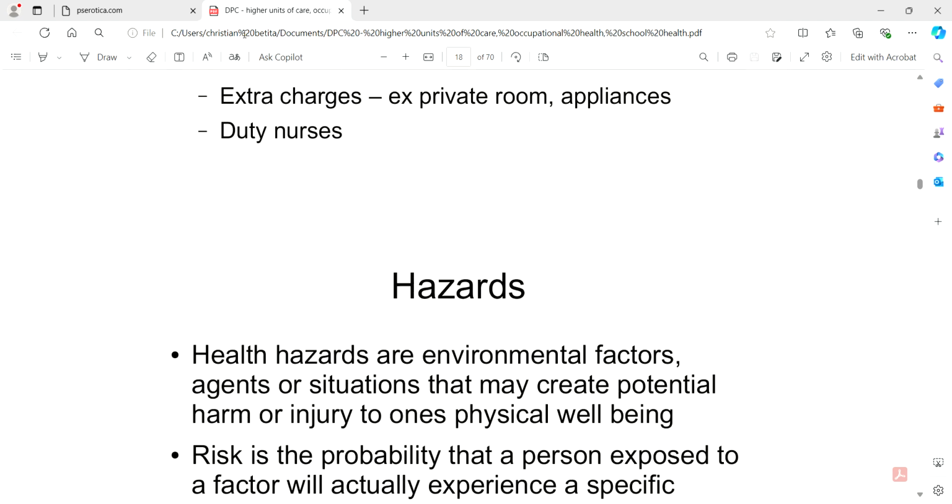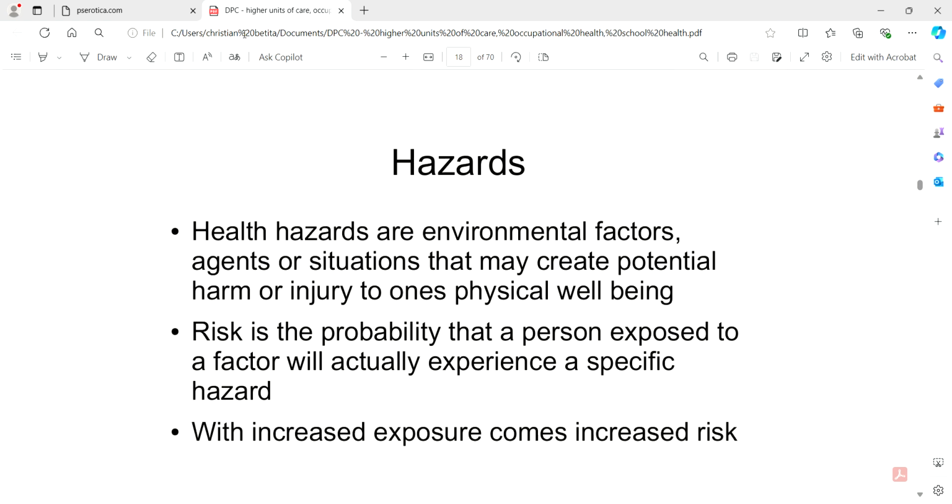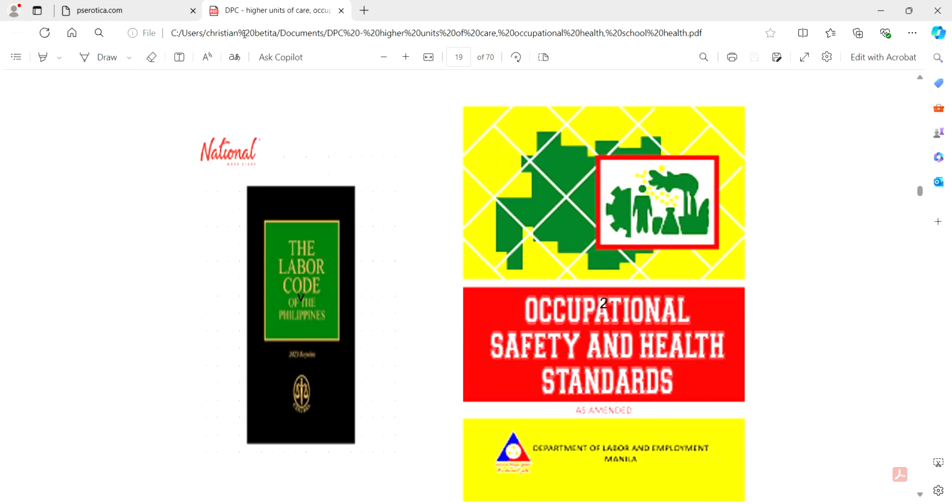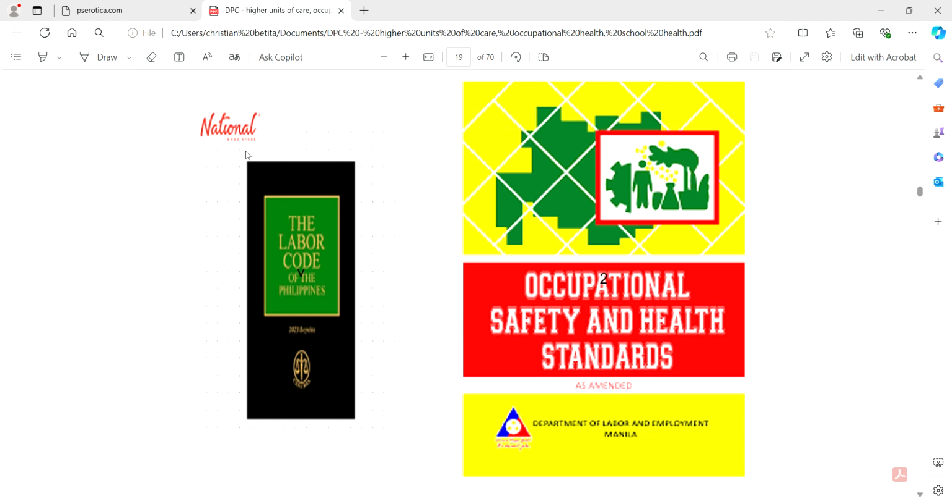Okay. So hazards. Health hazards are environmental factors, agents, or situations that may create potential harm or injury to one's physical well-being. Risk is the probability that a person exposed to a factor will actually experience a specific hazard, and with increased exposure comes increased risk. And the basis for determining hazards and how to control them are from your Occupational Safety and Health Standards. This is a 1989 document from the Department of Labor and Employment. And of course, the Labor Code of the Philippines and the Employees Compensation Commission manual, which I previously discussed.